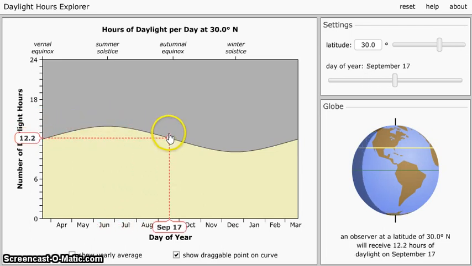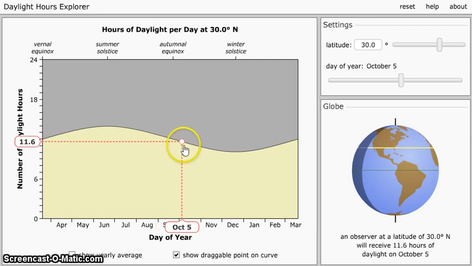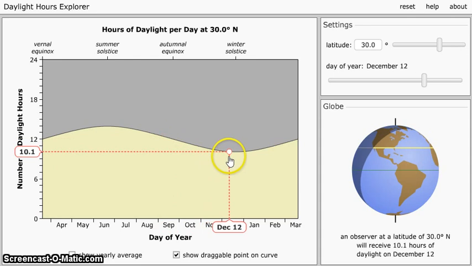And then the September equinox is going to mark our first day of fall. And again, it's an equinox. 12 hours of daylight, 12 hours of darkness for pretty much everybody throughout the world on that particular day. Then we're going to go to the December solstice, which is our first day of winter. And since it's our first day of winter, it's also our shortest day of the year. We only have 10.1 hours of daylight on that day. Okay.